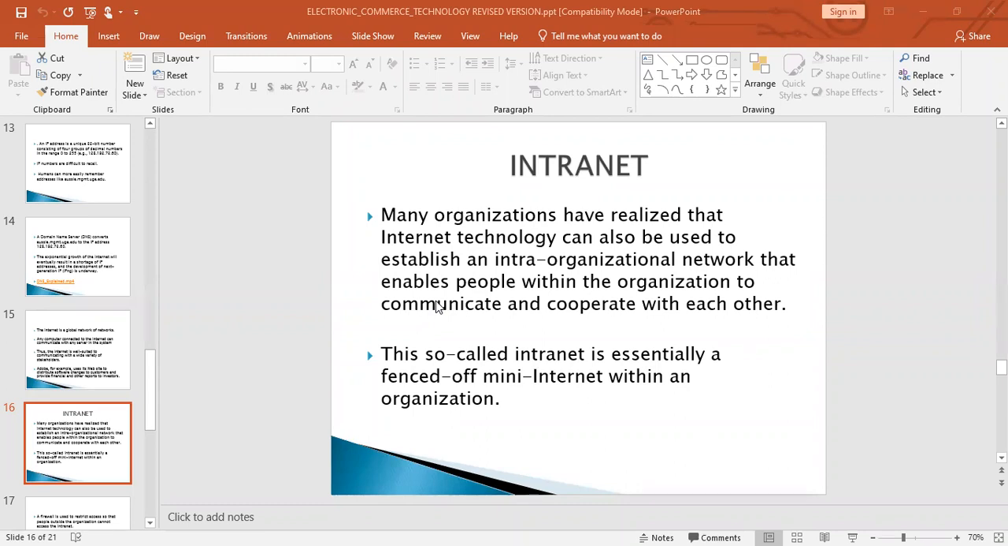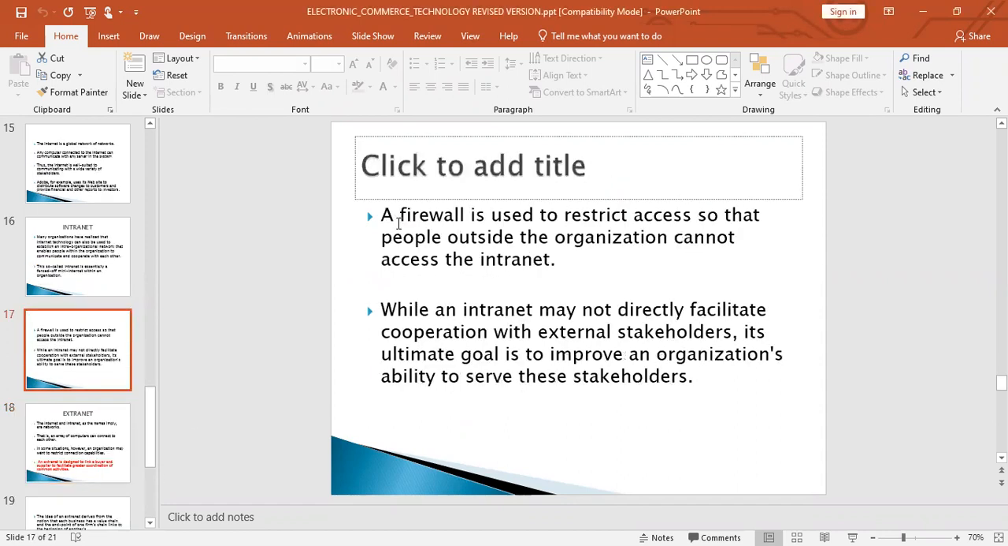That is the intranet. Normally, how we get the intranet is through the firewall. We'll look at the firewall very soon. The firewall is normally used to restrict access of people outside the organization to the organization's intranet. So the firewall helps to restrict access so that people who are not part of the group or who do not work in the organization cannot have access to the intranet. So the intranet facilitates internal communication.